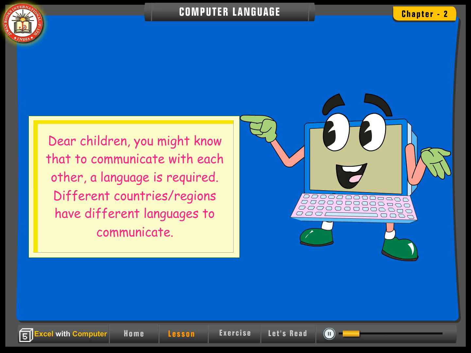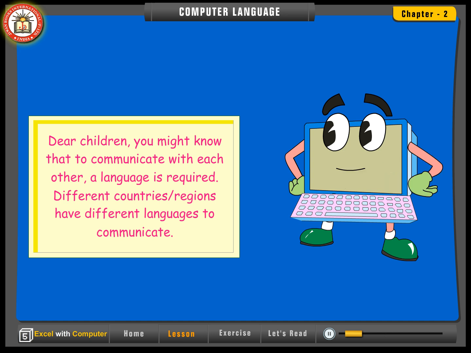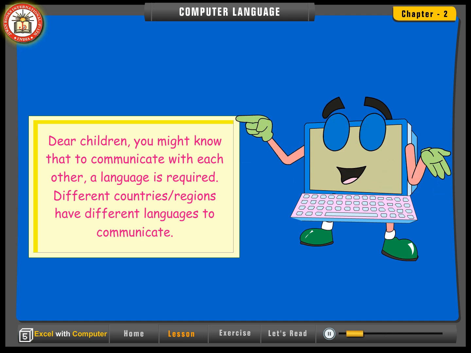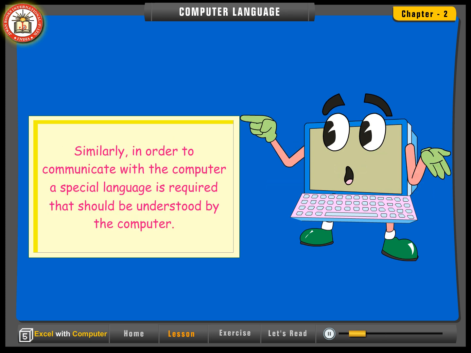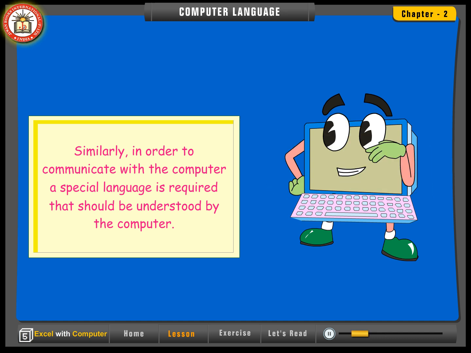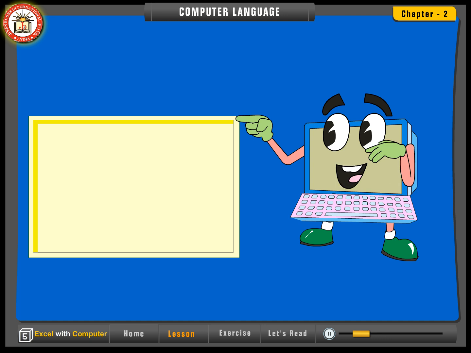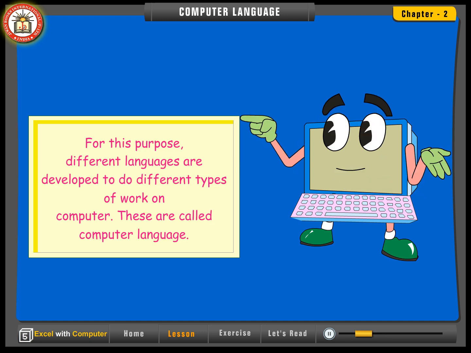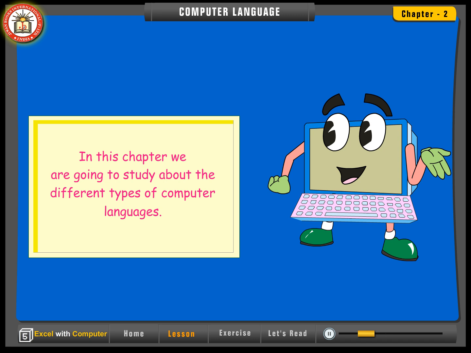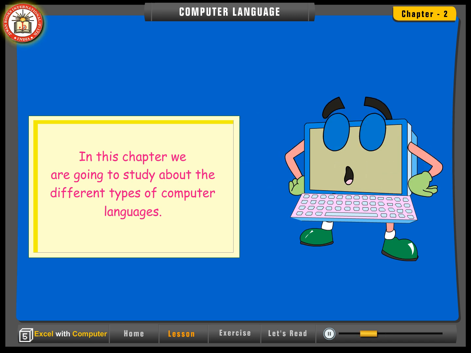Dear children, you might know that to communicate with each other, a language is required. Different countries and regions have different languages to communicate. Similarly, in order to communicate with the computer, a special language is required that should be understood by the computer. For this purpose, different languages are developed to do different types of work on computer. These are called computer languages. In this chapter, we are going to study about the different types of computer languages.